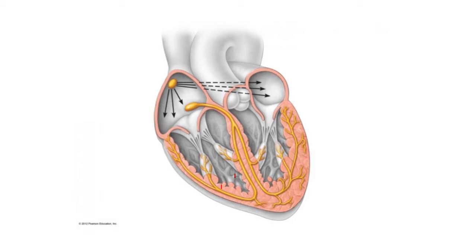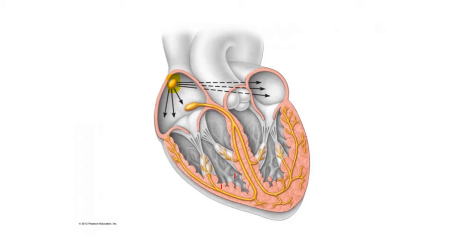So to be able to start that, we need to go ahead and start at this SA node. Okay, so there's this node. This sinoatrial node is also called the pacemaker. It's also called your heart's natural pacemaker. It's a small mass of specialized cells. Okay, it produces an electrical impulse that causes your heart to beat. And that is also why it's called, again, the heart's natural pacemaker.